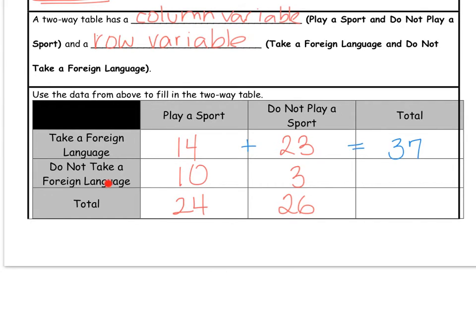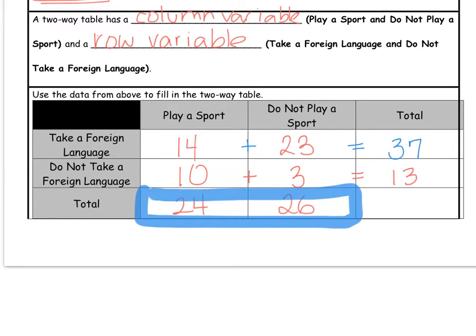How many students do not take a foreign language? Well, that's 10 that play a sport and 3 that do not play a sport, for a total of 13. And then finally, this row right here, the 24 and 26, that's our total students who play a sport, and our total students who do not play a sport.